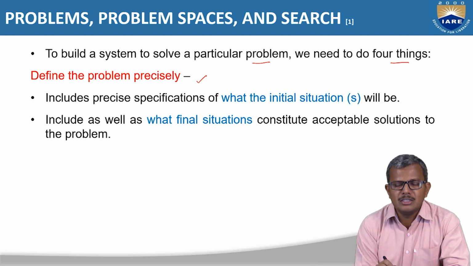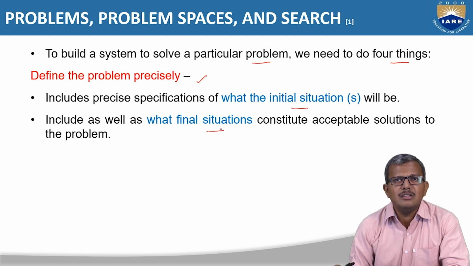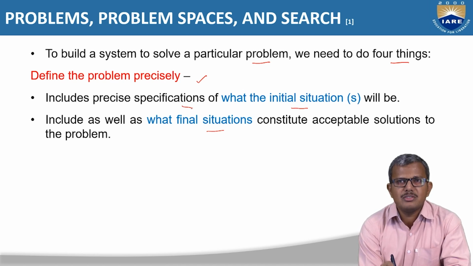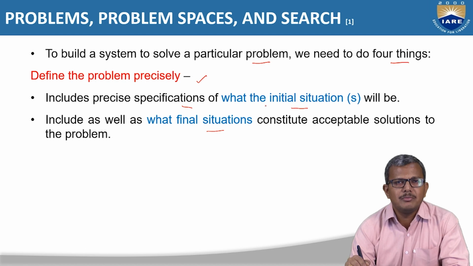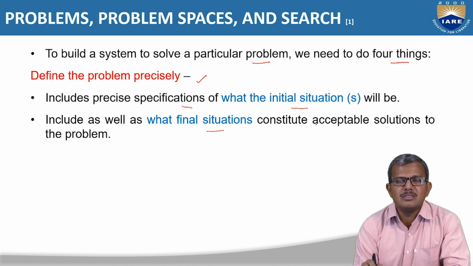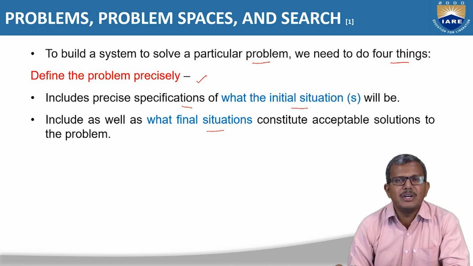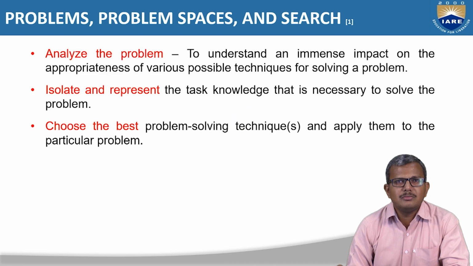What do you mean by this? Defining the problem is nothing but stating what the initial state is, that is, what state is given to us, and what our desired state will be. Desired state means the final state. So while defining the problem statement, we are supposed to include the specification of what the initial state will be, and also what final situations constitute acceptable solutions to the given problem. These two things need to be included while defining the problem statement.